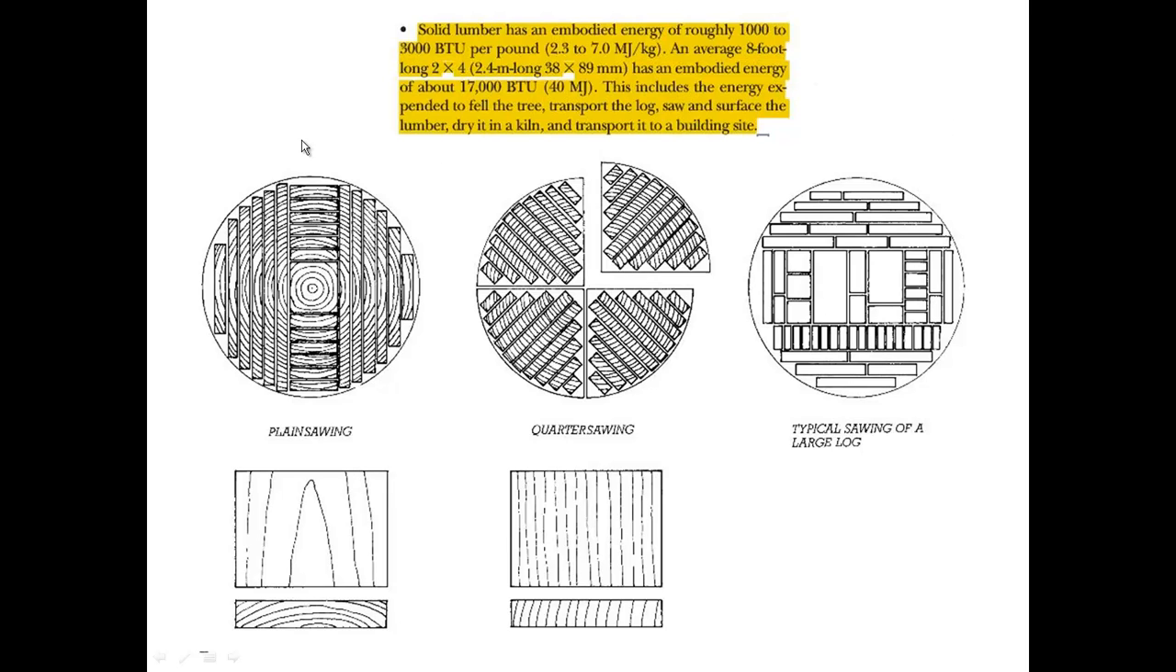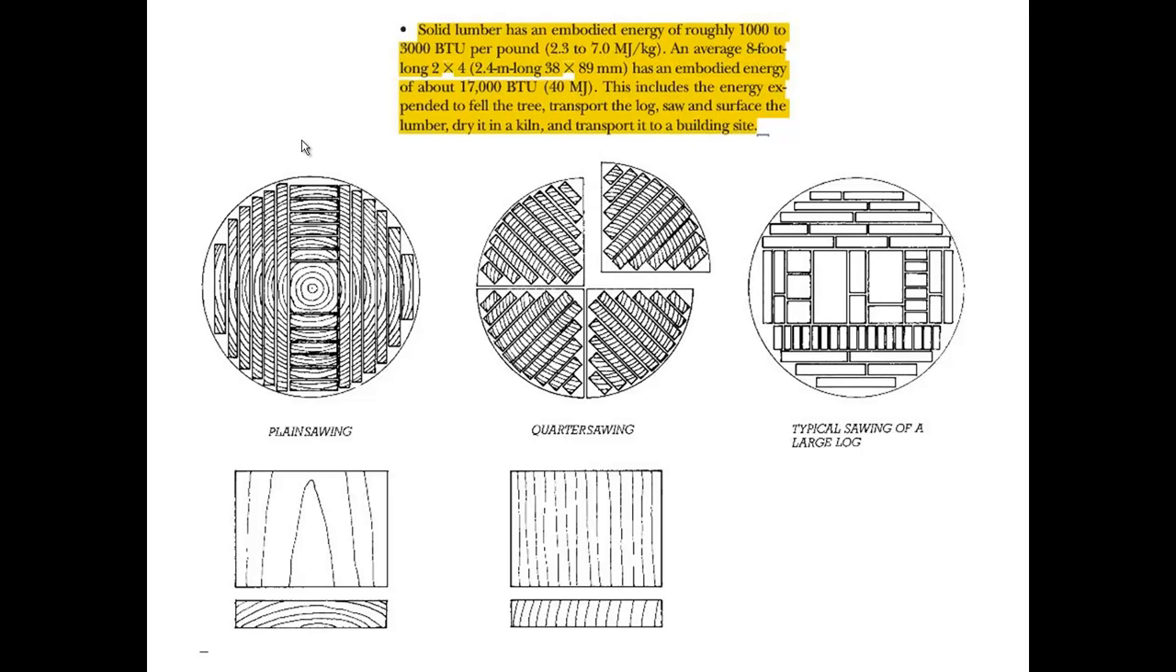Now, I've highlighted this area up here. Solid lumber has an embodied energy. Remember, embodied energy is the amount of energy that it actually requires to get that piece of wood into the building. It says it has an embodied energy of roughly 1,000 to 3,000 BTUs per pound. An average 8-foot long 2x4, I think you pay about $3 for it in the lumber yard or at the Home Depot, maybe $4 if it's really good quality, has an embodied energy of about 17,000 BTUs for that one 2x4.